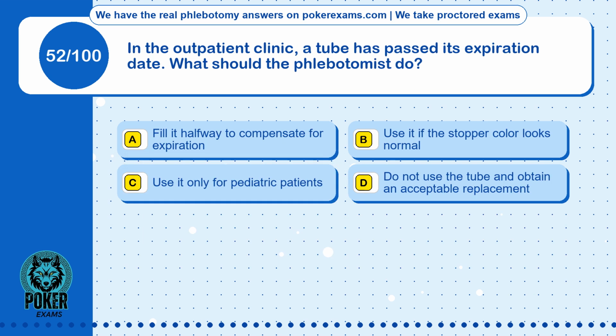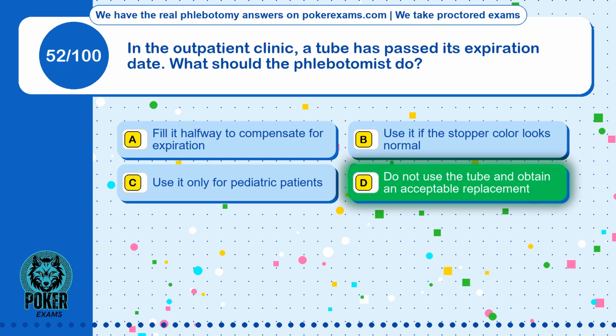Question 52. In the outpatient clinic, a tube has passed its expiration date. What should the phlebotomist do? Option A. Fill it halfway to compensate for expiration. Option B. Use it if the stopper color looks normal. Option C. Use it only for pediatric patients. Option D. Do not use the tube and obtain an acceptable replacement.